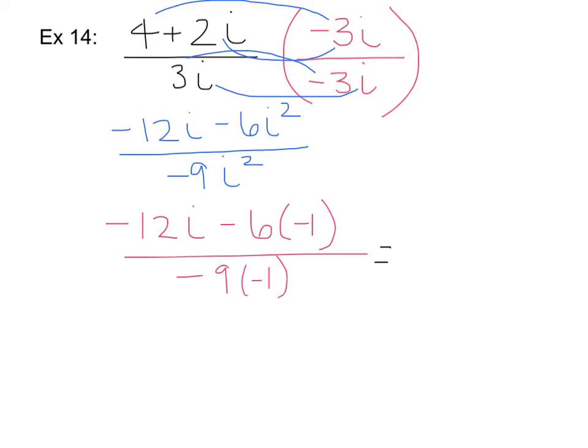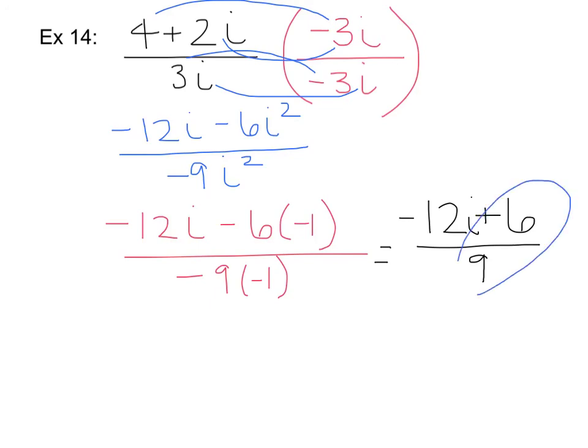Okay, negative 6 times negative 1 is going to give me a positive 6. And then the negative 9 times the negative 1 is going to give me a positive 9. And then we need to rewrite this. The 6 and the 9, neither one of them have i's. So that leaves me with 6/9. And then minus, because there's a minus sign in front of the 12i, over 9.